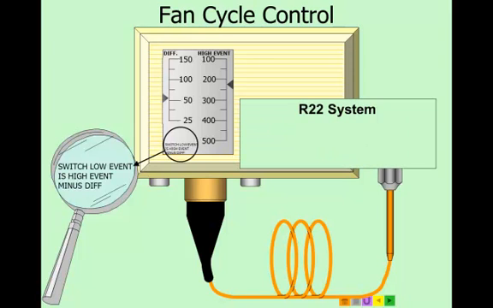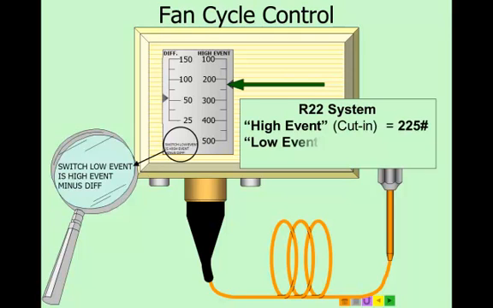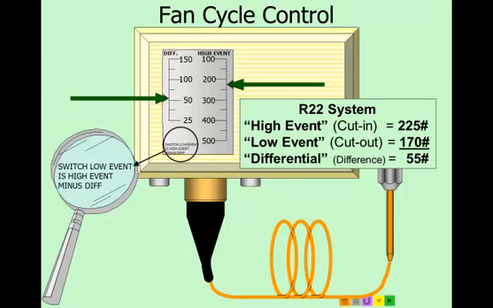Going to be working with an R22 system. The high event is what it cuts in at, and we want to cut in at 225 pounds. We want the low event, which is the cutout, to cut out at 170 pounds. Therefore, we would need to set the differential at 55 pounds.